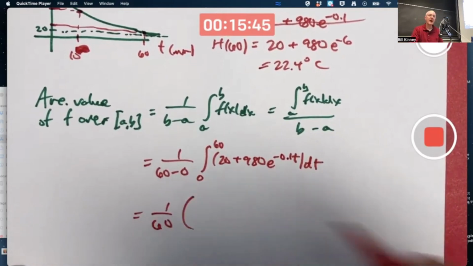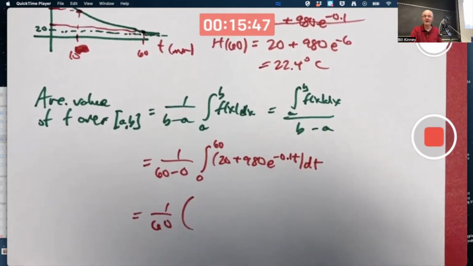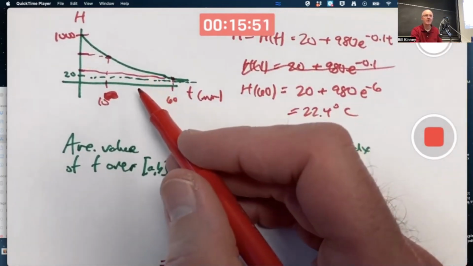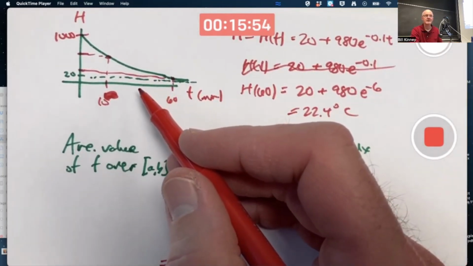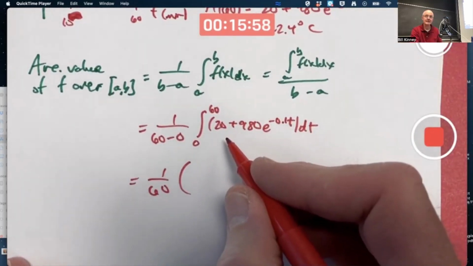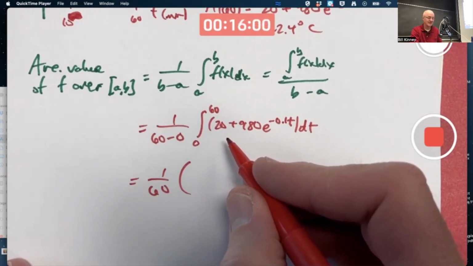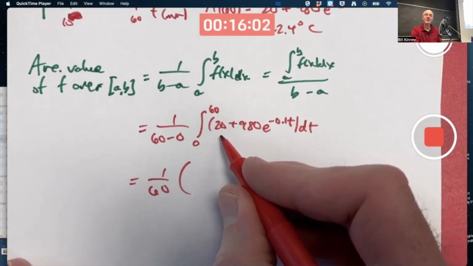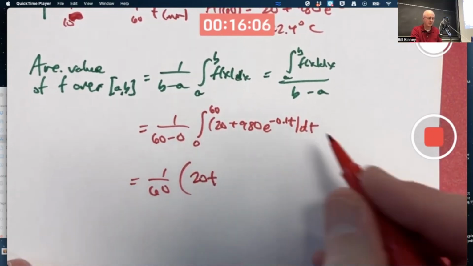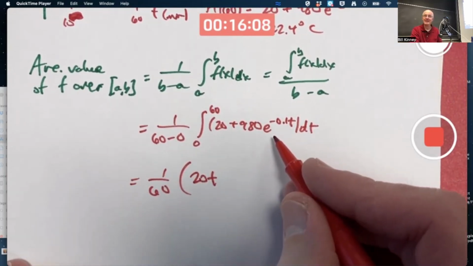Use the fundamental theorem of calculus, right? You have to do that here because you can't think about this area in terms of areas of rectangles or trapezoids. You need an antiderivative of this. Okay, that's a little tricky. Antiderivative of 20 would be 20t. That one's not too bad. But what about this one? Takes a bit of guesswork.